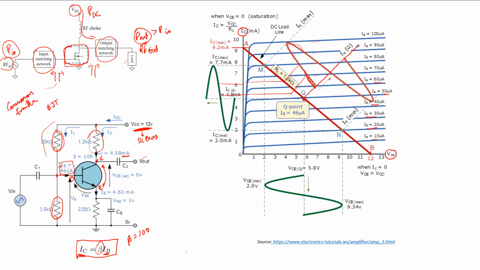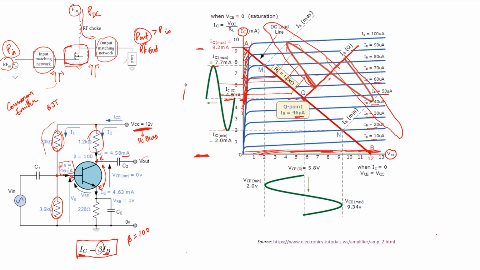When there is no RF signal, that means the base current is maintained at 46 microamperes, and the output collector current is simply this value here, which is 4.8 milliamperes. When the base current increases, from the load line we can see the corresponding collector current. The important thing to note is that if the amplitude of the base current is beyond a certain point, the transistor might go into the saturation region, or when the amplitude is so low, it can go into the so-called cutoff region, where there's a maximum value of IC beyond which the collector current can't exceed, and a minimum value below which it can't go.